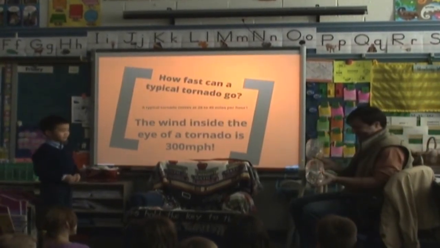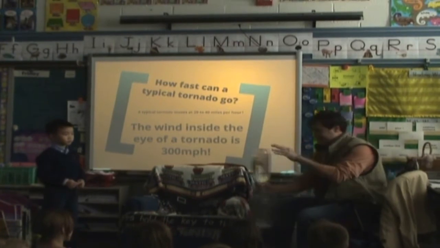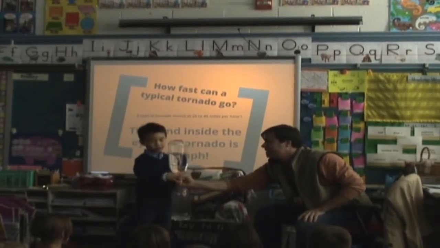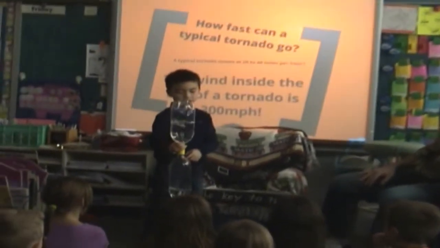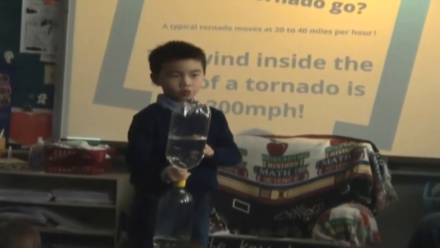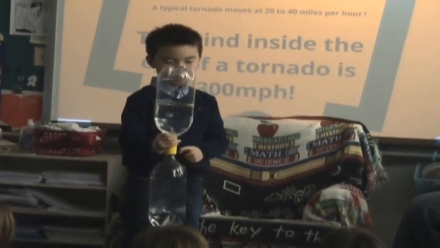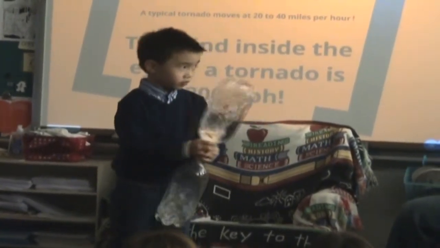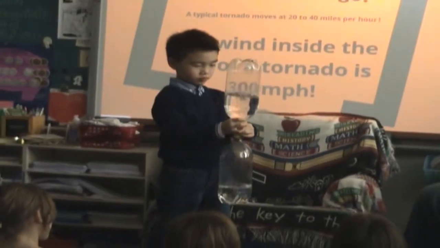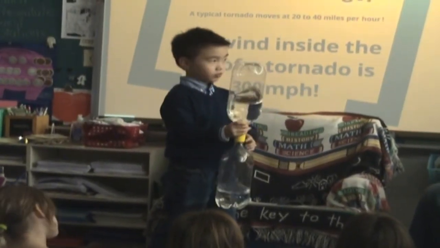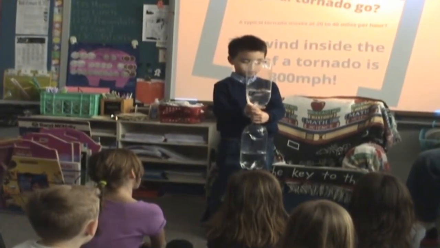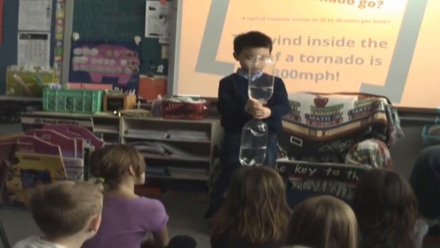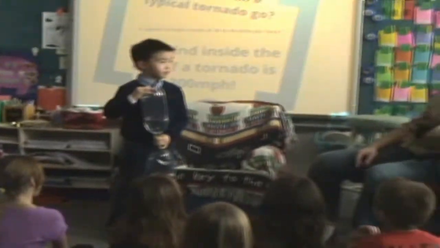Ready? A tornado is very fast, so if this were real, this wind is going 40 miles per hour. But inside the eye, the wind is moving 300 miles per hour. Good. Now it's a weak one, right? It'll turn into a strong one in a minute. Like most tornadoes, this one was weak.